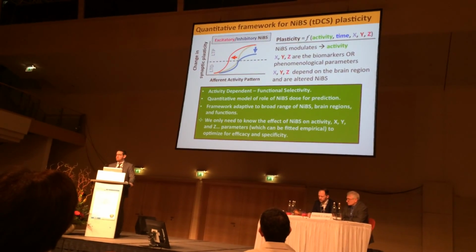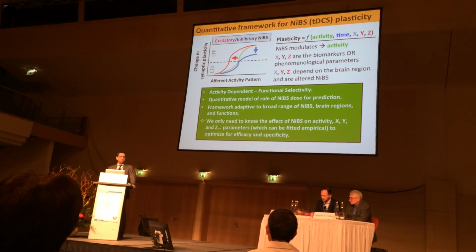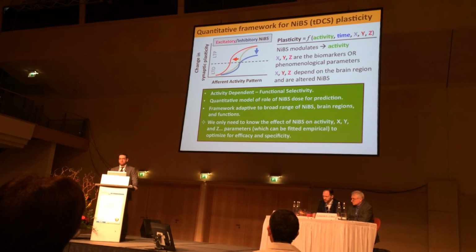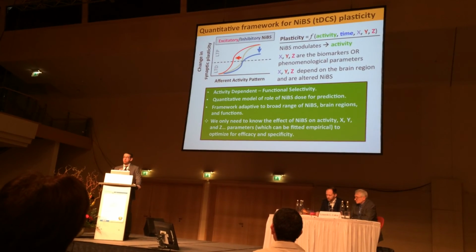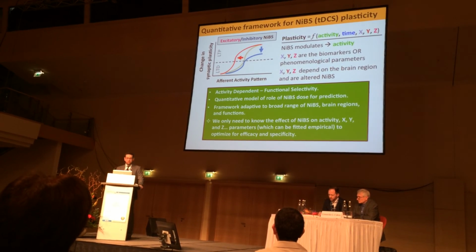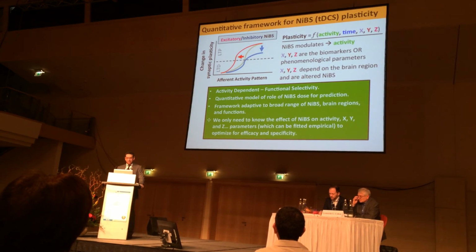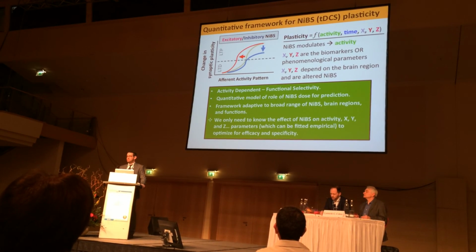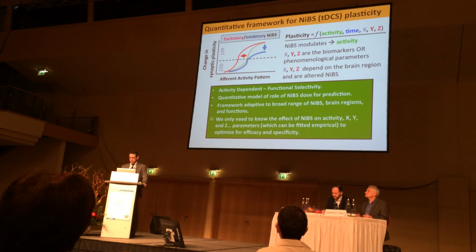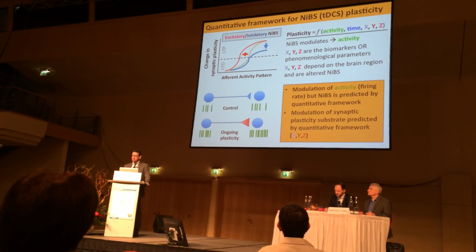So these XYZ parameters may be different for different parts of the brain. They may also be very different for different types of tasks, but as long as we know how to map that, we can generalize this form of model. And again, all we need to know is how XYZ and activity change. So I do want to emphasize that there's two things going on here.